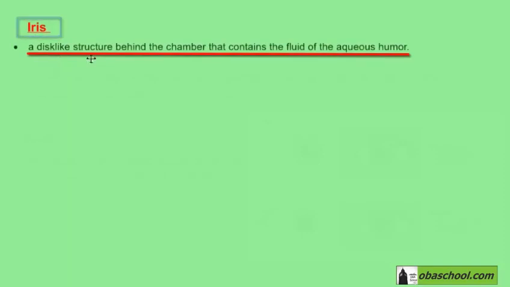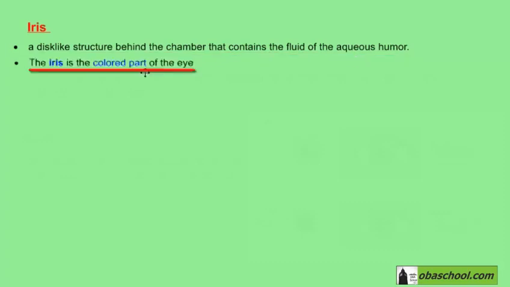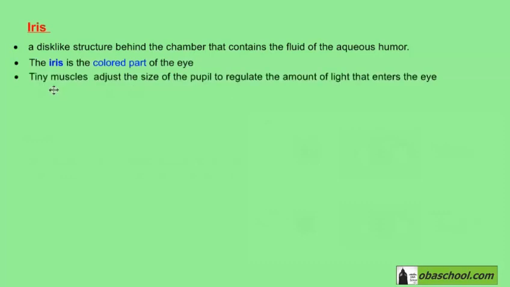In this lesson, we are going to talk about the iris and how the iris helps us control the amount of light that is entering the eye. We said that the light will pass through the cornea and the lens, but how much light is entering the eye is controlled by the iris, which is a disc-like structure behind the chamber that contains the fluid of the aqueous humor. It is the colored part of the eye.